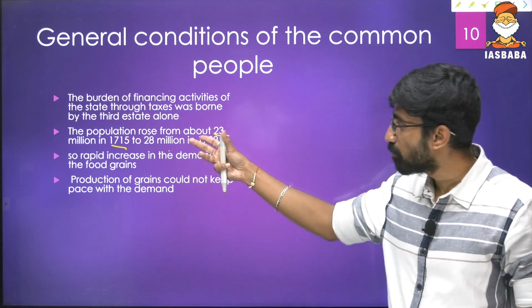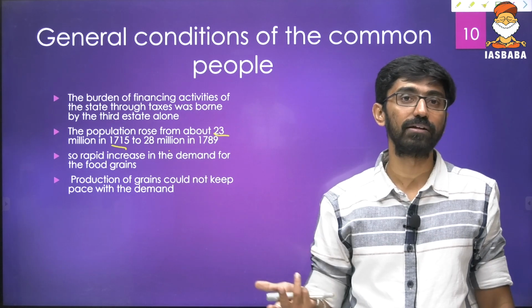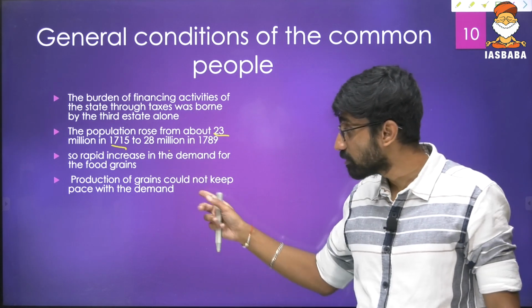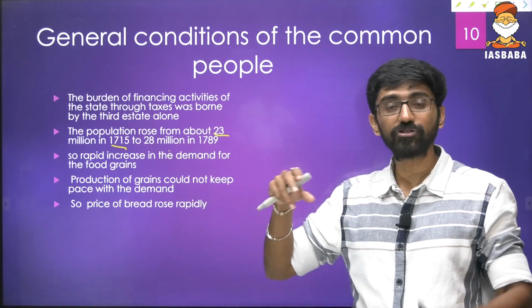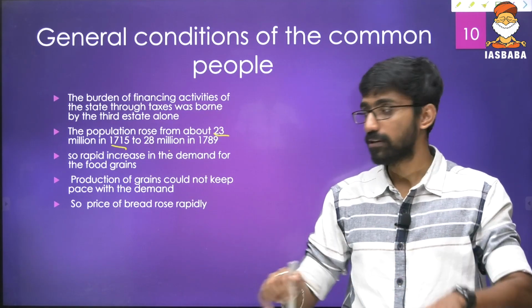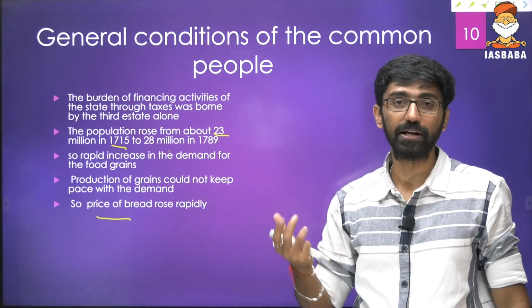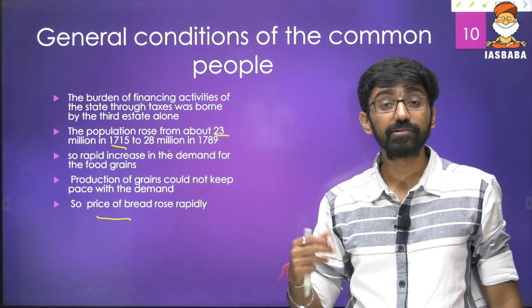And because the population was increasing, there was a demand for food grains also. But the food grains production was not increasing. So as the production was not increasing, there was a shortage of food, and the prices of bread rose rapidly. There was an inflationary situation.